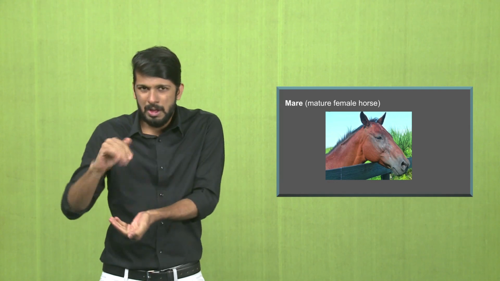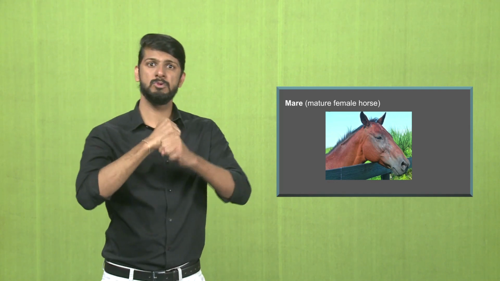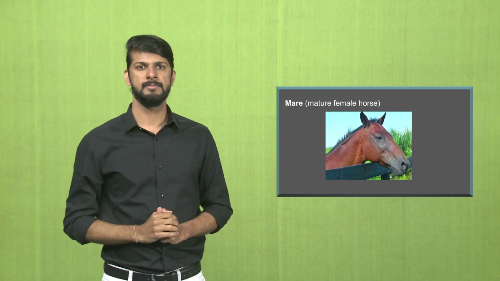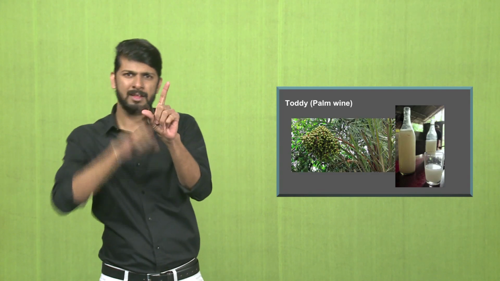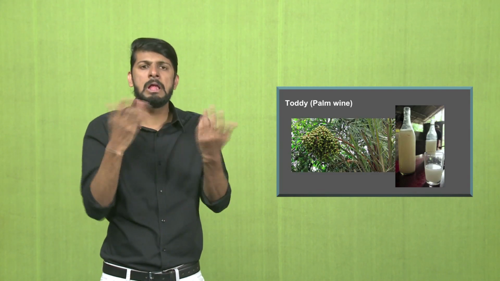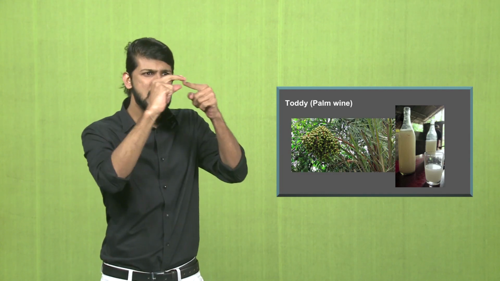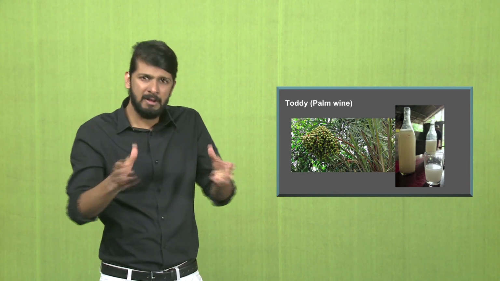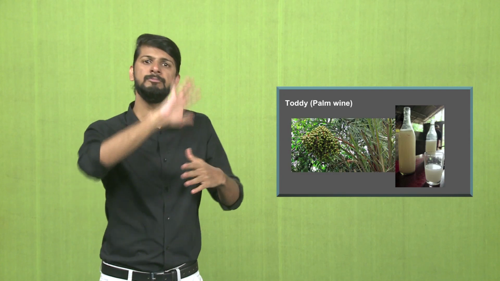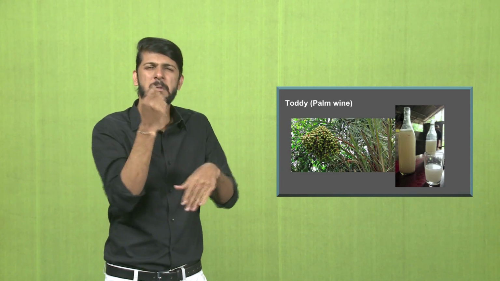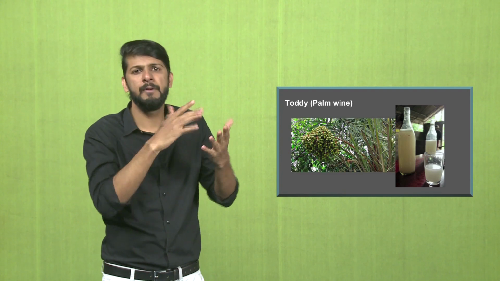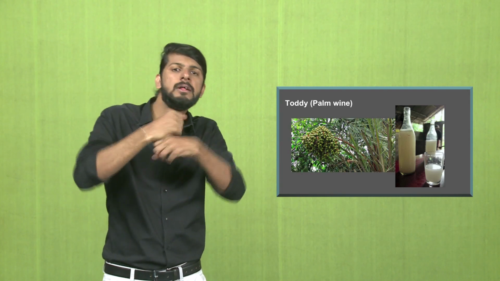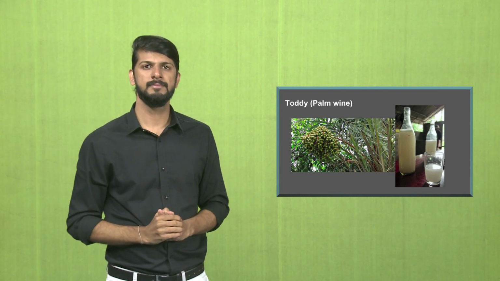A mare is a mature or an adult female horse. Toddy is wine which is made out of palm, date palm wine, also known as toddy. It has its own specific process where it goes through a number of processes and then it is stored and fermented and then it is used as an alcohol, comes from the palm tree.